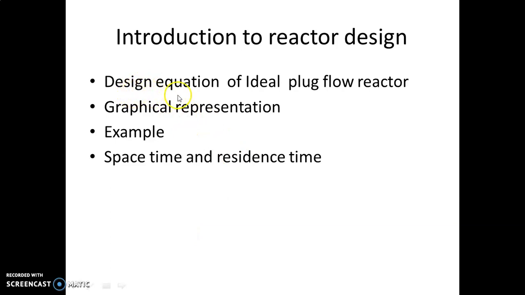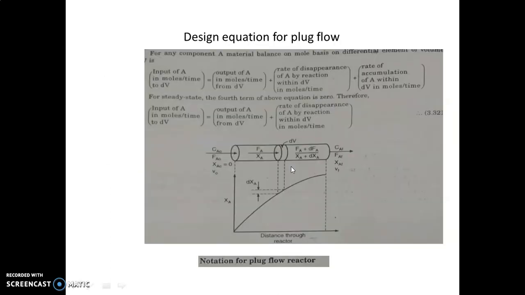So we have already seen in the classroom the design equations for the ideal batch reactor and CSTR. Now in this video clip I will discuss the design equation of the ideal plug flow reactor, then the graphical representation and one example, and in the last part we will compare the space time and residence time.